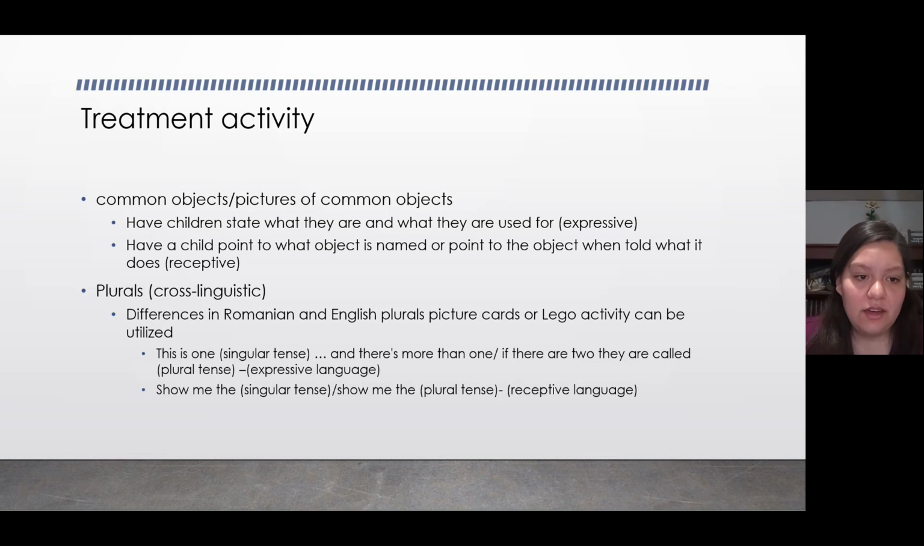If you do use objects or pictures, you could have a picture of a single horse, and say, oh, this is one, and they would respond horse. Then you could have one with multiple horses, and say, oh, these are, and they would respond horses. And then it would be the same thing with receptive: you would have the two pictures, and say show me the horse, and then show me the horses. I think that activity could be beneficial for their language.